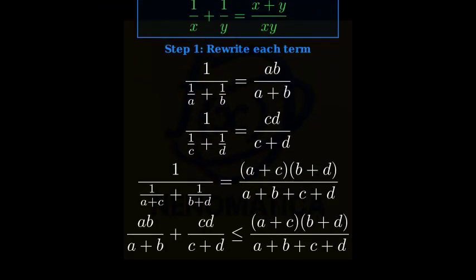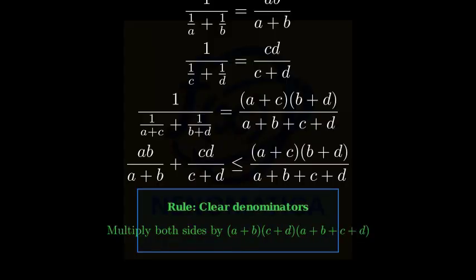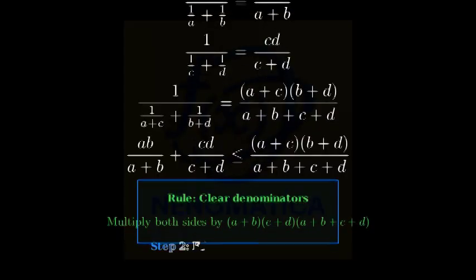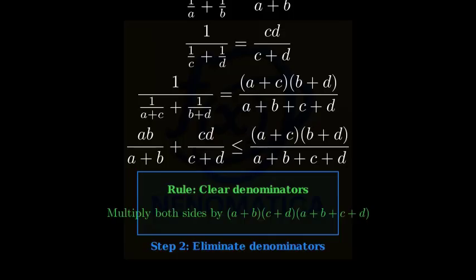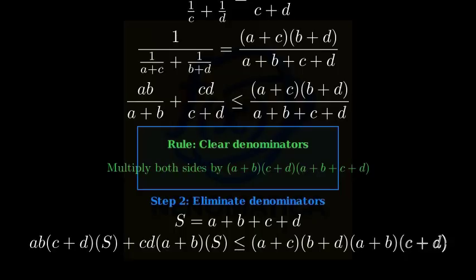Now, let's eliminate the denominators to make our inequality easier to work with. We'll multiply both sides by the product of all three denominators. Since a, b, c, and d are all positive, the denominators are also positive, so multiplying won't change the direction of the inequality. Let's denote the sum a plus b plus c plus d as capital S to simplify our notation. After multiplying both sides by a plus b times c plus d times S, we get this expression.